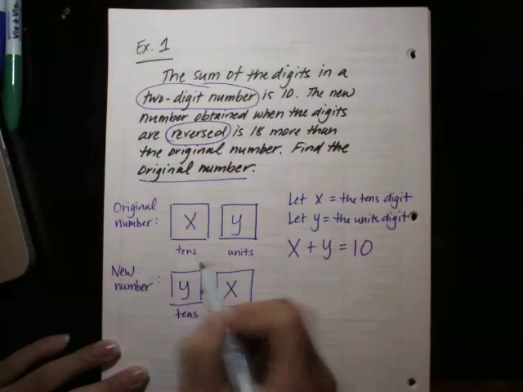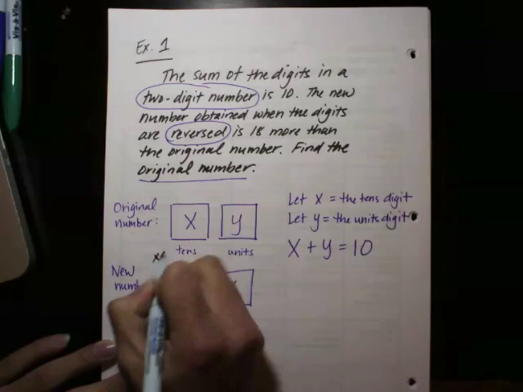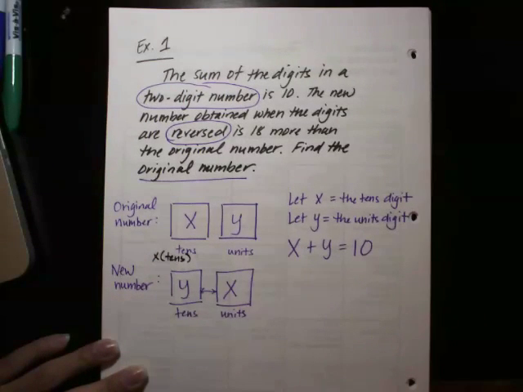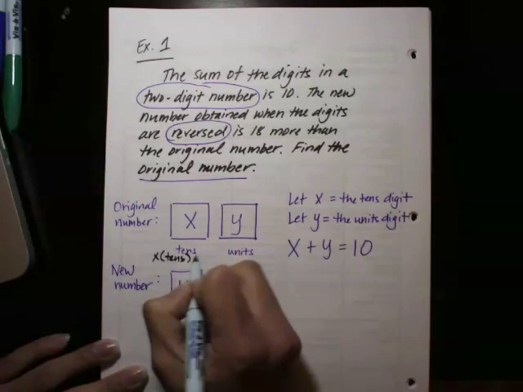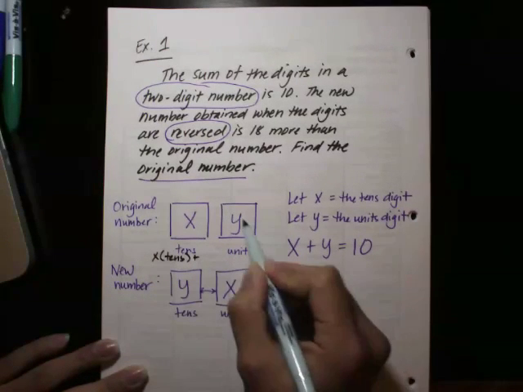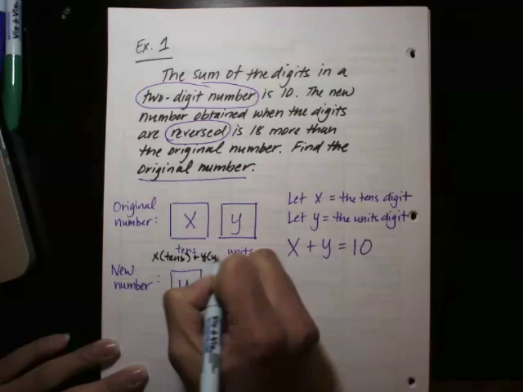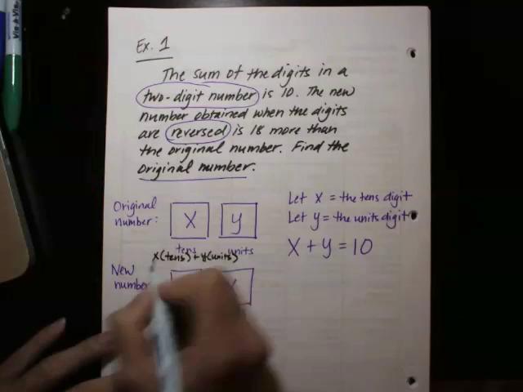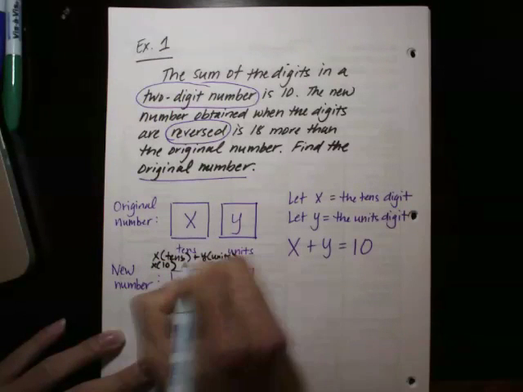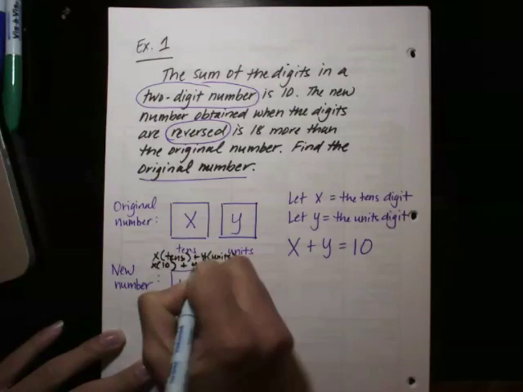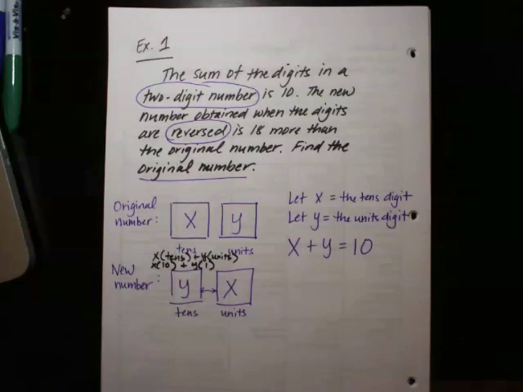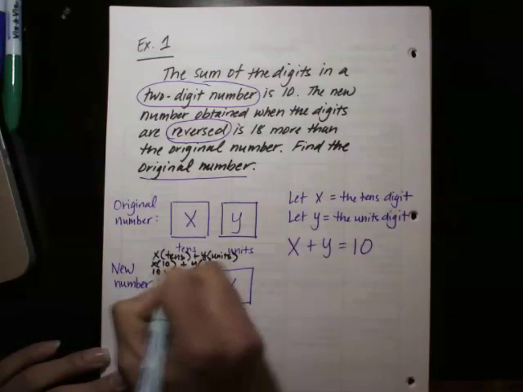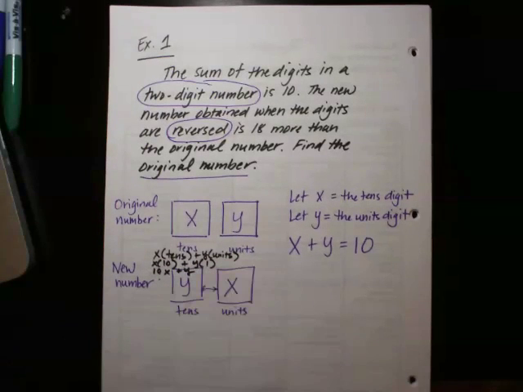The value of this number is x tens. We don't know how many tens we have, but we know that there will be x amount of tens. And that's going to be added to y number of units. Well, we know that tens is just the value of 10, and y units is just worth 1. So our original number is actually 10x plus y.